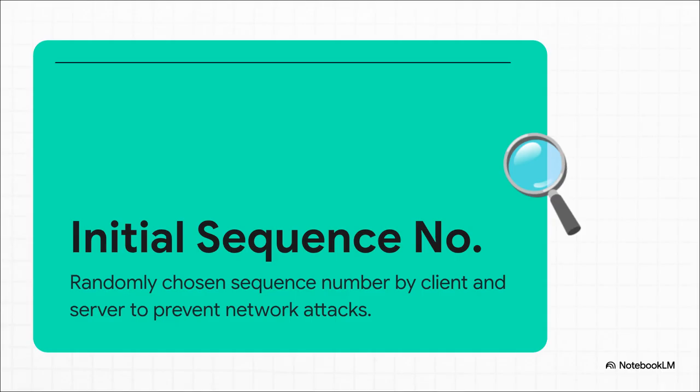You might be wondering, why random? Well, if sequence numbers were predictable, malicious actors could literally just guess them and hijack your entire session. No way we want that. So this random ISN securely kicks off the conversation and establishes a unique mathematical baseline for us.